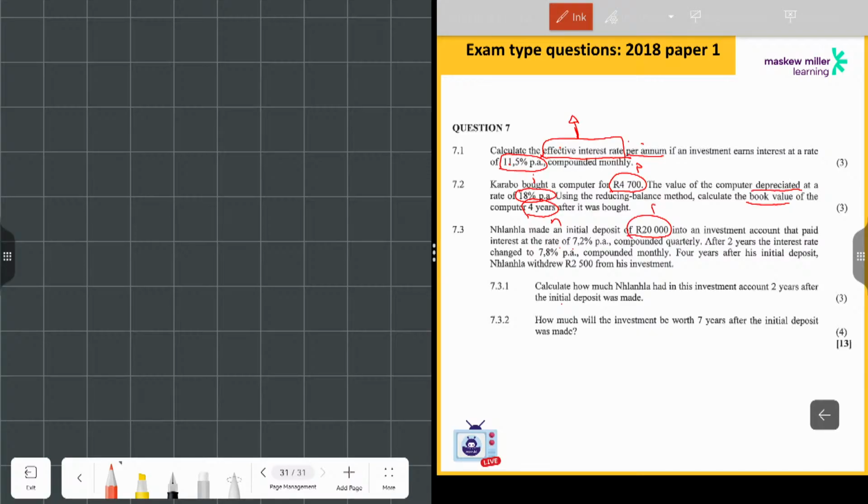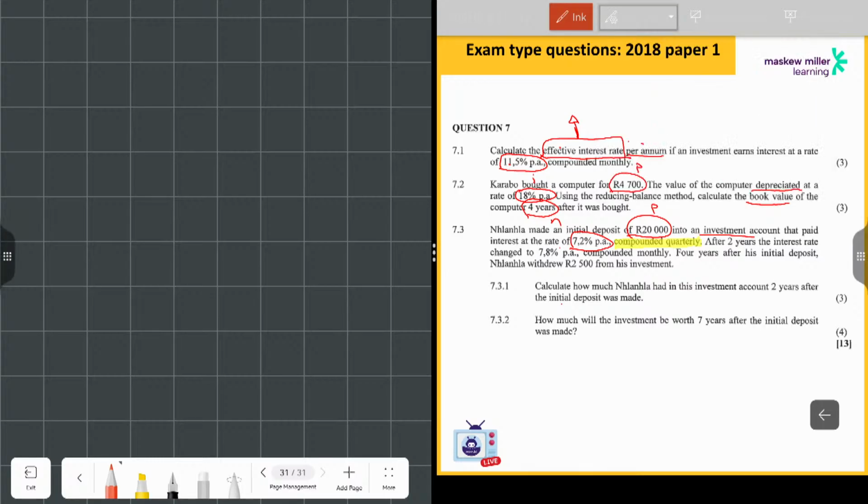In this case, I'm saying this is my P, because that is the money that has been deposited into an investment account. So that shows me that I've invested. That means I'm going to use a growth formula, not a decay formula, right? So that account paid interest at a rate of 7.2% per annum. But what is very important here is that it is compounded quarterly, right? So this is your key. You need to highlight it and make sure that you understand. It is compounded quarterly, not monthly. So you need to remember that.